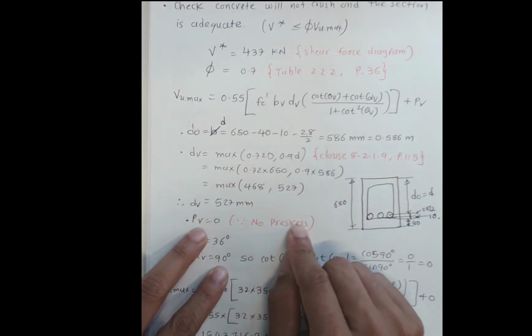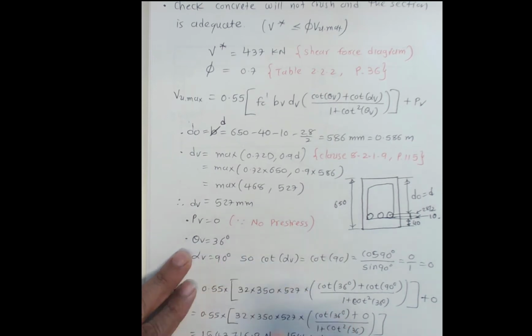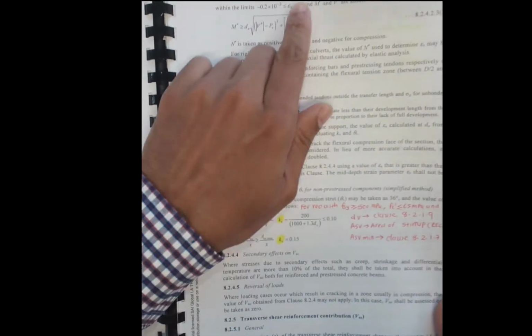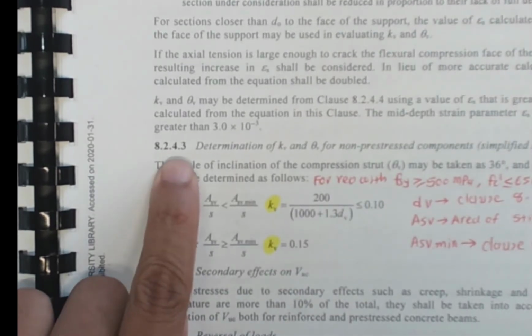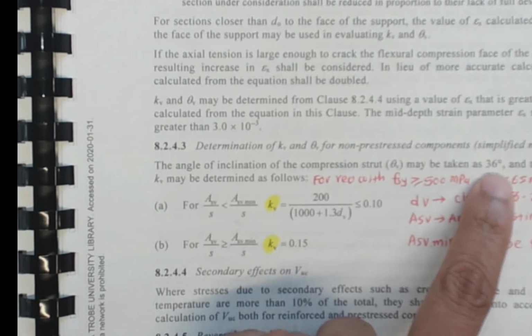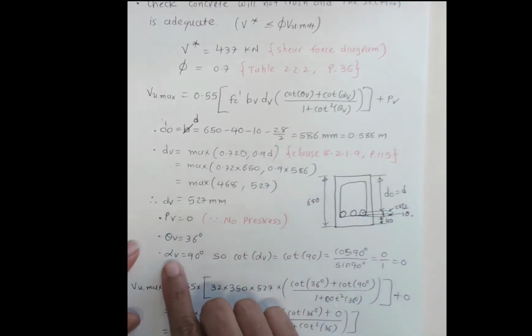Taking no prestress in the example, we take Pv equal to 0, theta v equal to 36 degrees, that is given in the Australian Standard as the angle of crack. On page 119, clause 8.2.4.3, the theta v value is 36, so we take theta v as this constant value, as written here. So we take theta v equal to 36, alpha v equal to 90 degrees.